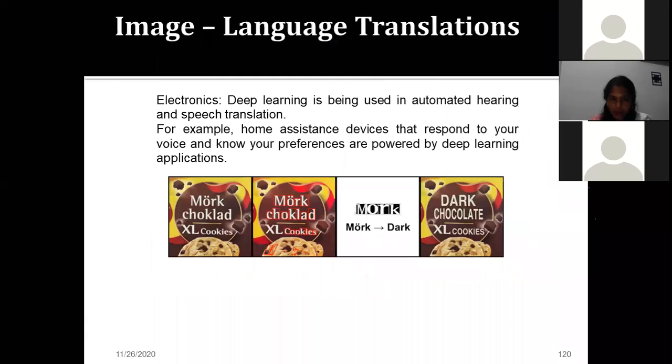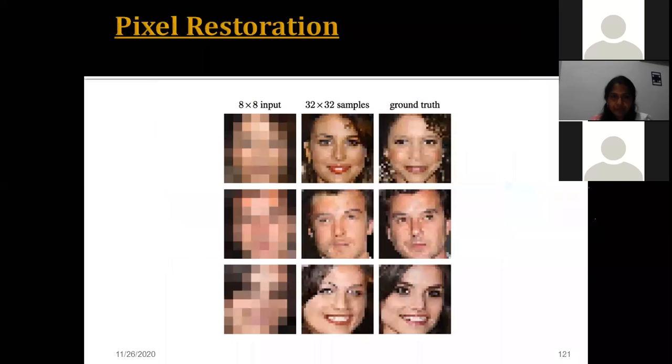This is another example: language translation. Signboards can be translated. Next one is pixel restoration. When you receive a massive data set, you can apply restoration with deep learning techniques. Instead of going for normal commands, you can just go for this type of deep learning technique.